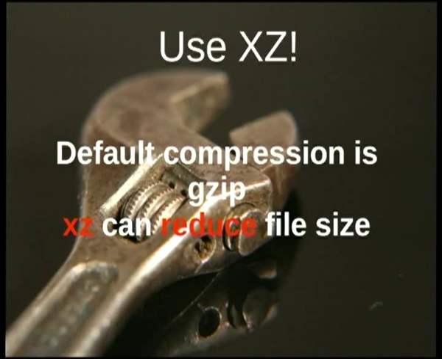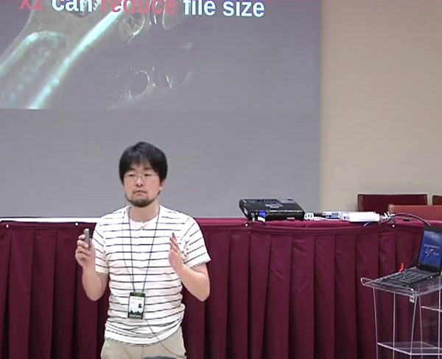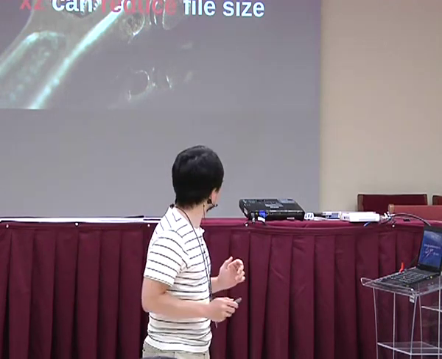Many of you know the discussion is ongoing on the Debian development mailing list about using XZ archives. Now the default compression is gzip, and XZ can reduce its size. Yes.